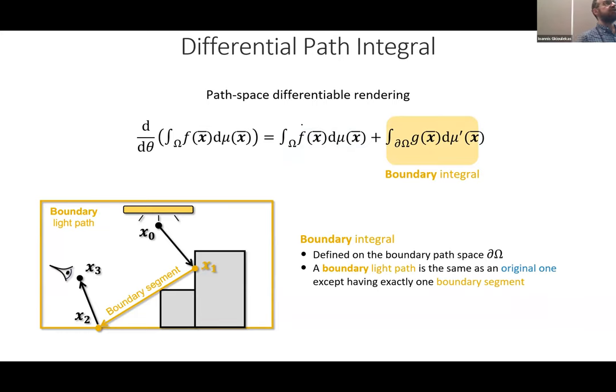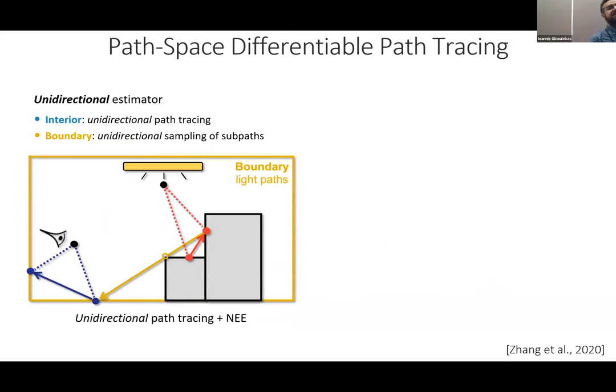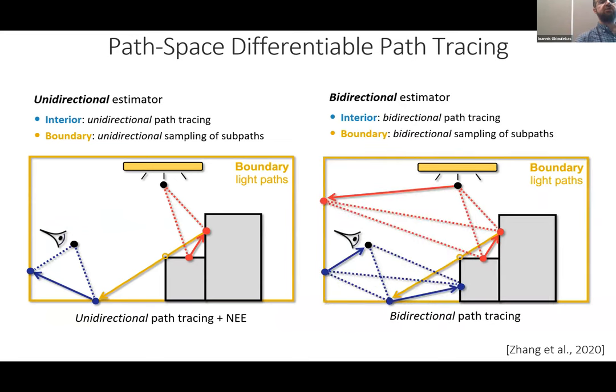Okay? And now, since I have these path space integrals, I can derive for them path space integrators like path tracing, bidirectional path tracing, and so on. So I can take all of the different estimators I have available for forward rendering and convert them to unidirectional and bidirectional estimators for the boundary space integral. So this gives me a very, very general set of algorithms that I can use to compute these derivatives with respect to different types of parameters while also taking into account global illumination.